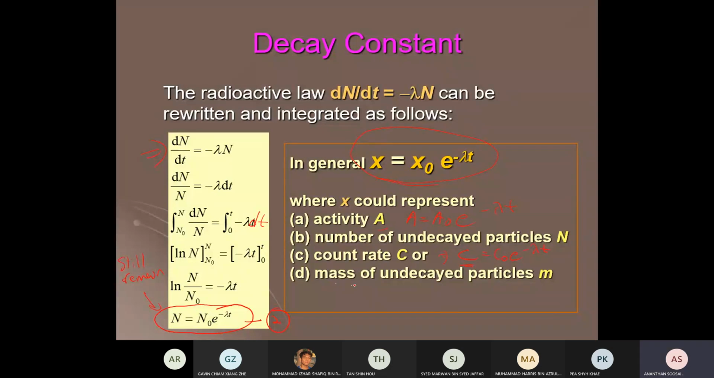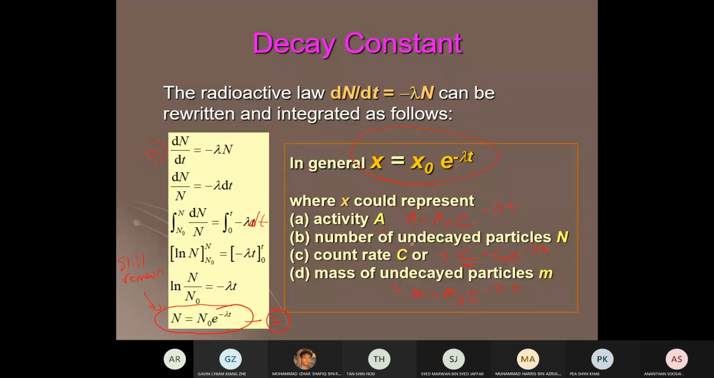Okay. Finally, what is the mass of undecayed particles, the mass after time t? You can write the formula M equals M naught e to the negative lambda t. So four quantities can represent the same pattern of equation. When the number of particles decays, activity also drops, count rate also drops, the mass also drops. All drop exponentially.